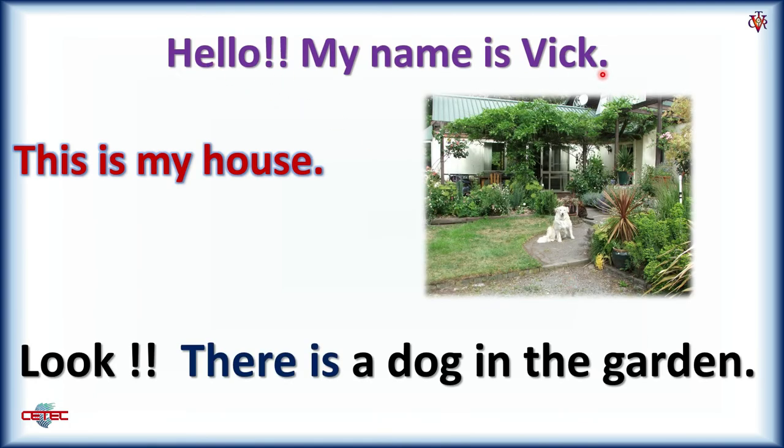Let's see this example. Hello, my name is Vic. This is my house. Here, it's only one house. Look, there is a dog in the garden. Here, it's only one dog in the garden. So don't forget the word is is useful to mention only one item or thing. Is a house. Is a dog.